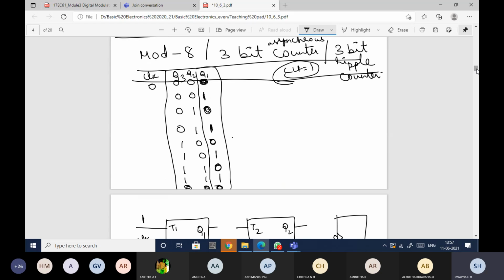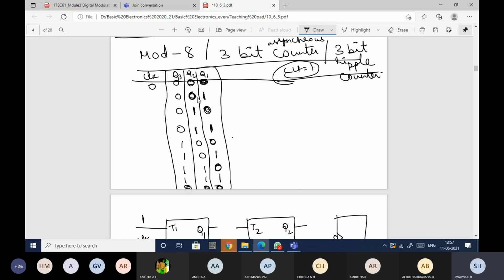Now Q1 is toggling 0 1 0 1 like that. Now check the Q2. This is my Q2. Here again you check. See, initially it is 0. The next also it is 0. And then it is 1. After this state it is 1. If you just observe, again next and again I have 1.